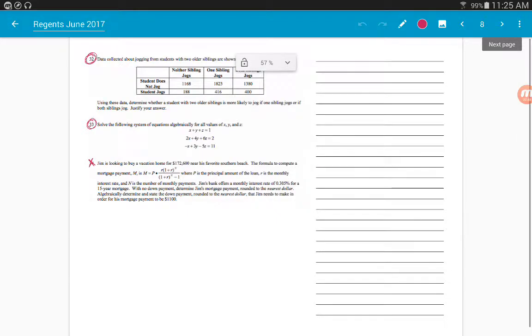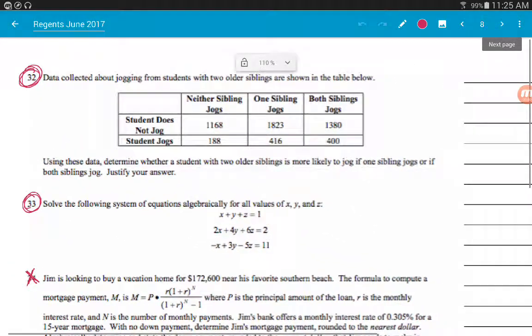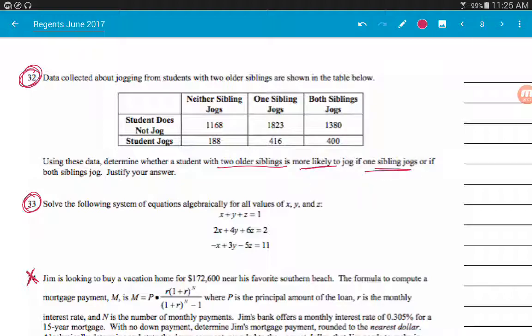Question 32. Data collected about jogging. We did this question in class. I'm not giving you any hints on this one. We did this one in class. Whether with 2 older siblings is more likely, higher probability, than if one sibling jogs. So these are both givens.